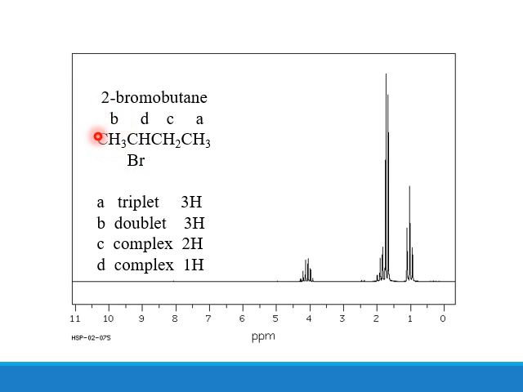So this B group, these 3 hydrogens, will be a doublet because they have just a single neighbor hydrogen. The C group will be complex because they are neighbors to 4 hydrogens which are not equivalent based on their position to the bromine. This single hydrogen is so close to bromine, however, the 3 hydrogens are far away. And the D group, that hydrogen is on the carbon which is directly bound to the bromine. So it is neighboring 5 hydrogens, which are not equivalent. That's why the peak of this D is complex.